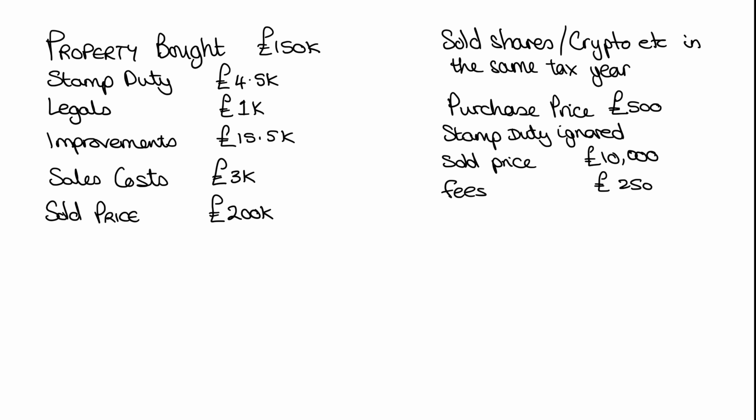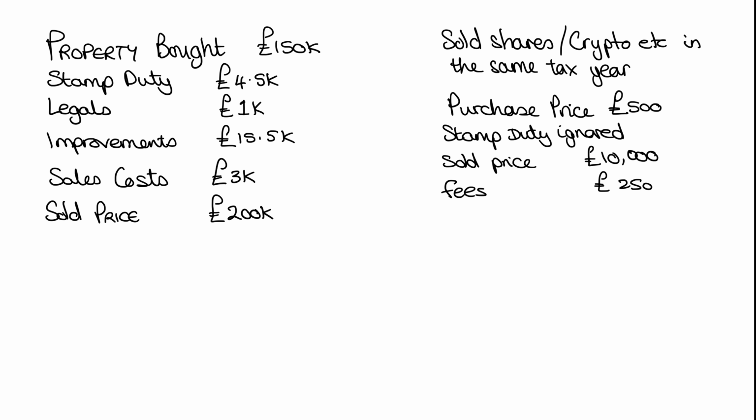But this person has also sold some stocks, shares, cryptocurrency, you name it, which has created a capital gains tax transaction. So we've also got a purchase price here of $500. We're going to ignore stamp duty as it'll be minimal at the rates that apply to those types of purchases. And we've got a sold price of $10,000 and some fees for selling that asset of $250.